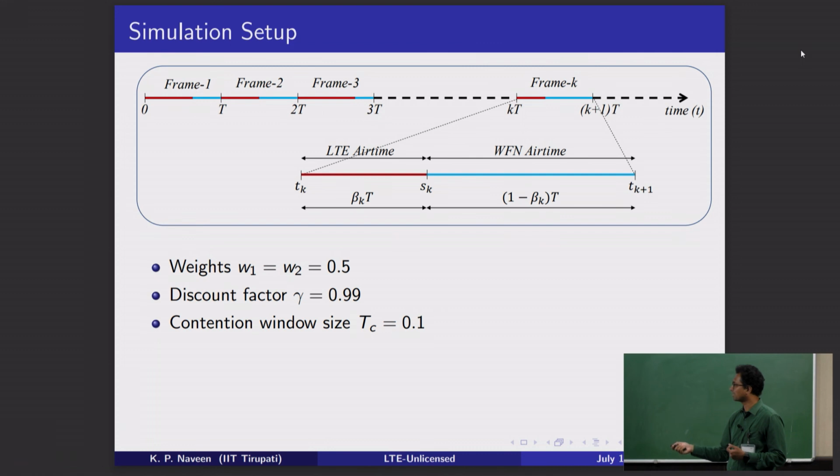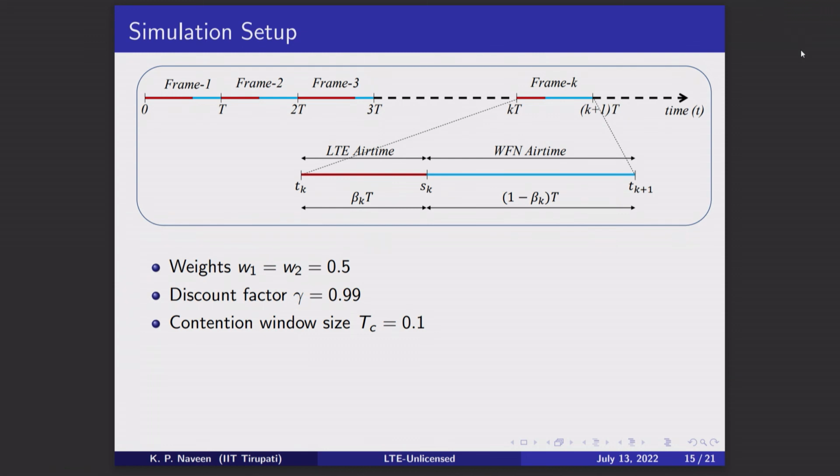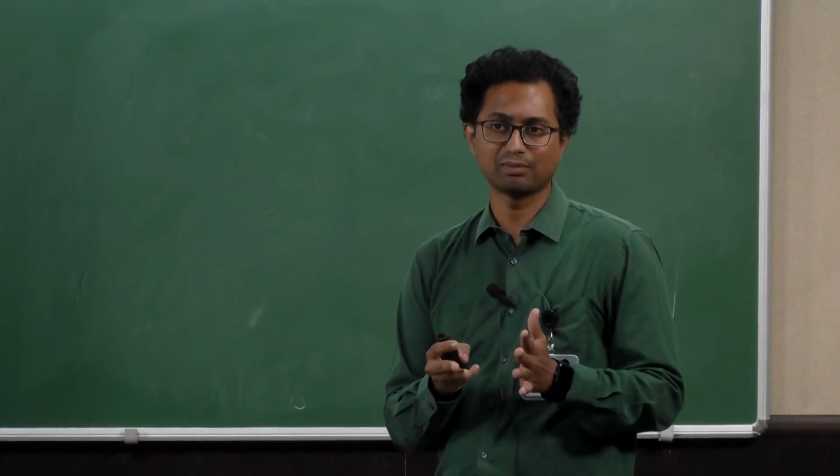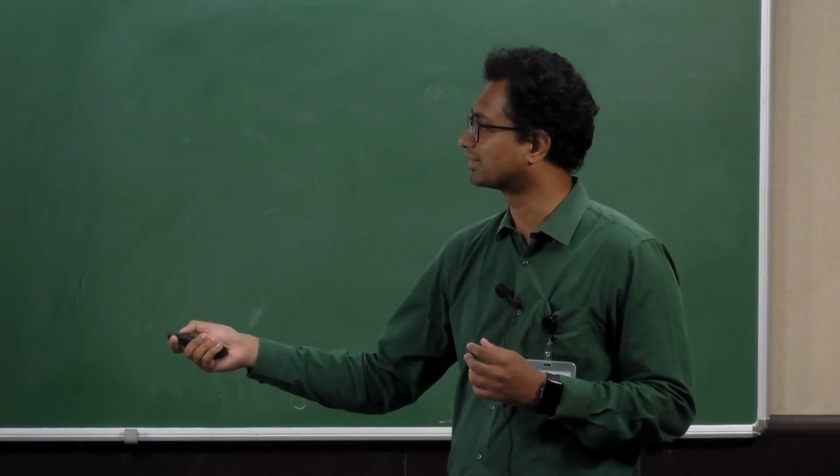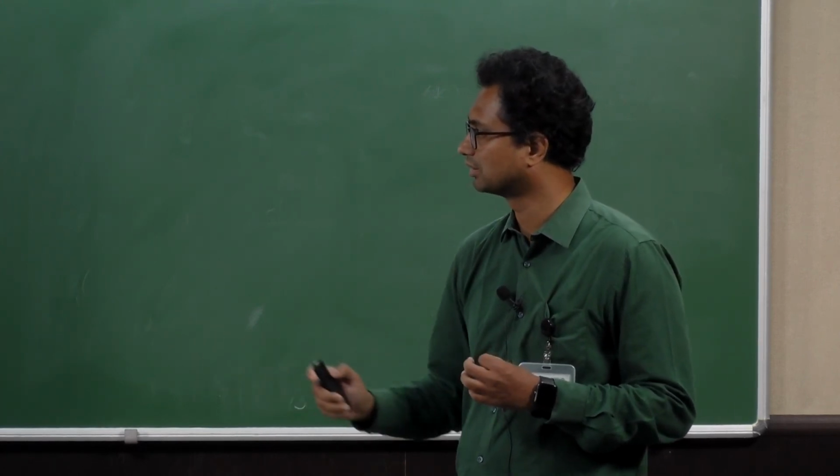You have to choose a discount parameter. Then contention window is something to do with Wi-Fi. If the contention window is large, the duration between successive packets is going to be large. So that's what contention window size represents.